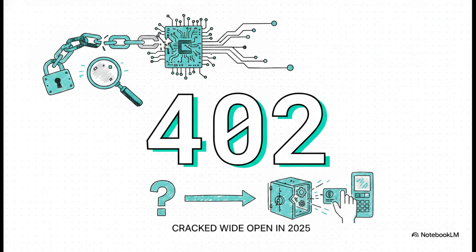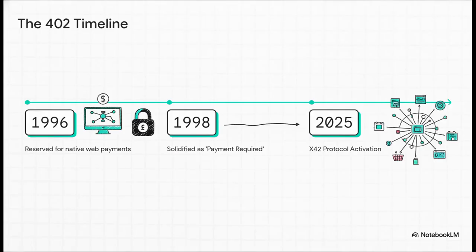402. Now, to most of us, this probably just looks like another random annoying server error. But to internet historians and protocol engineers, oh man, this is a 30-year digital cold case. It's a structural mystery of the web that was just left unsolved for decades, until it was finally cracked wide open at ETHGlobal in 2025. Okay, let's dive into this.